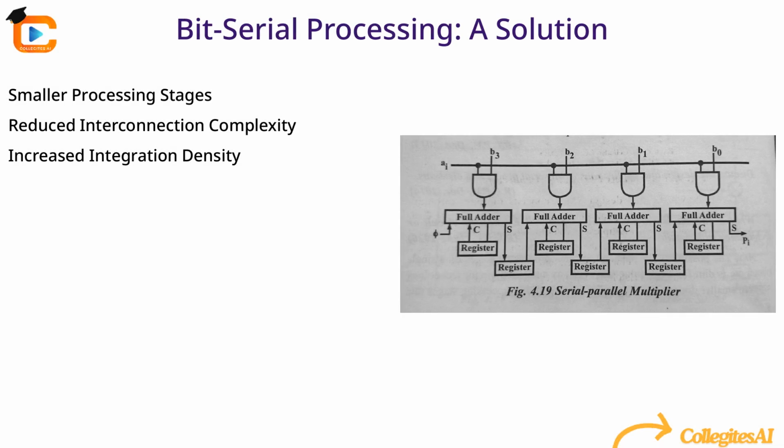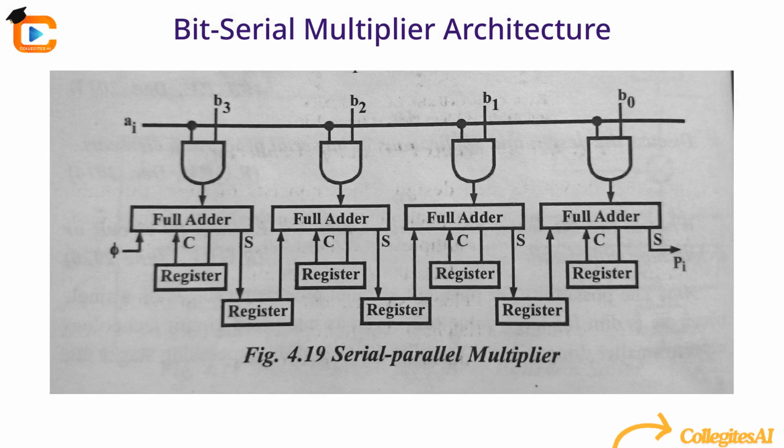Bit serial processing offers a solution. By using smaller processing stages, we can significantly reduce the silicon area required. This allows us to integrate many more processing stages onto a single chip, minimizing the need for complex and space-consuming interconnection buses. This diagram shows a simple bit serial multiplier.